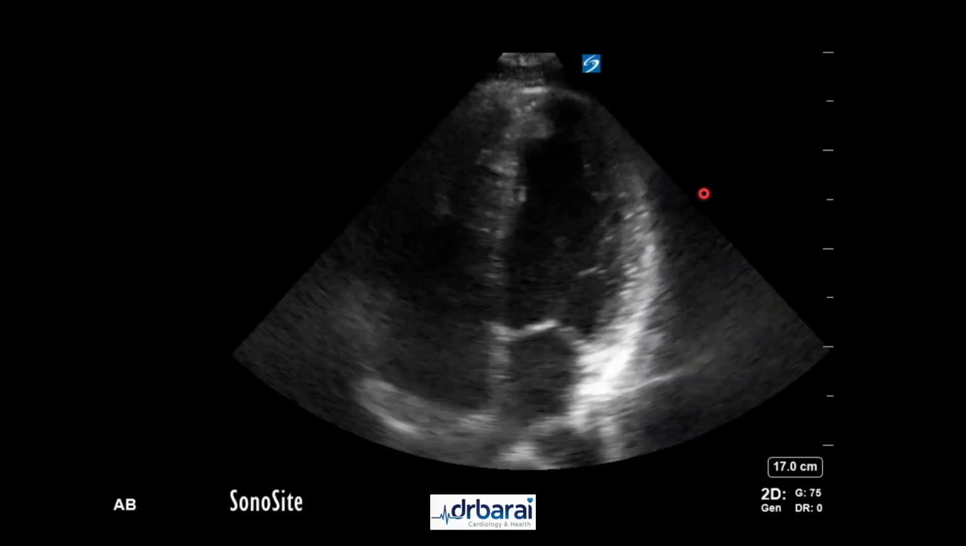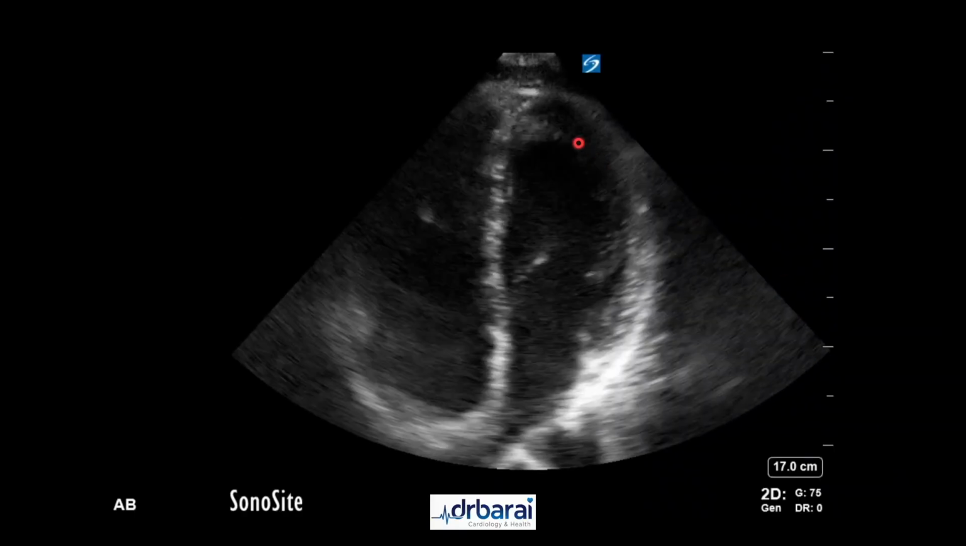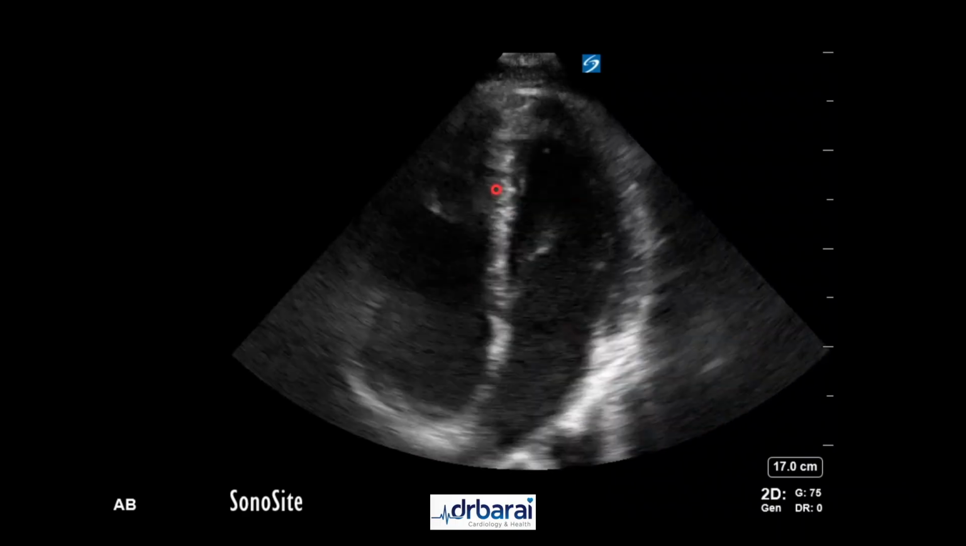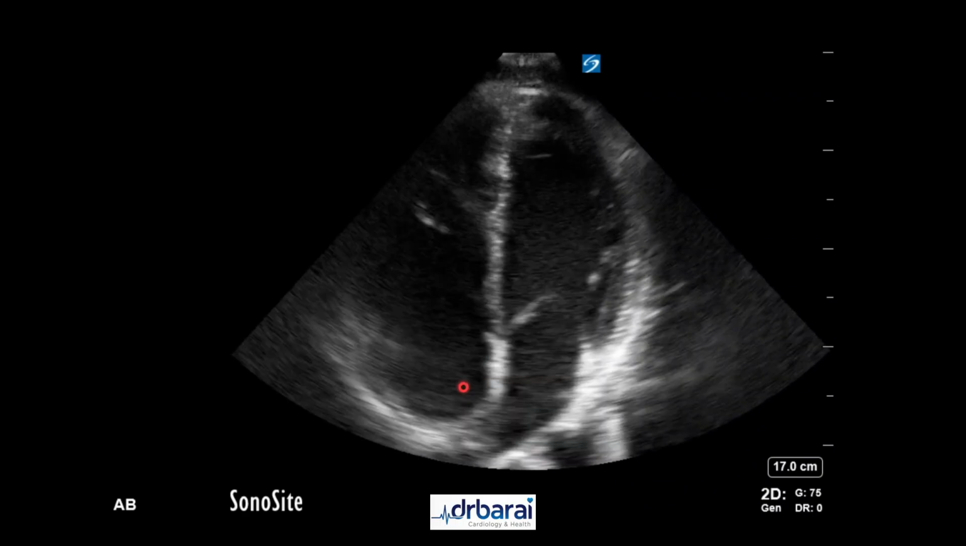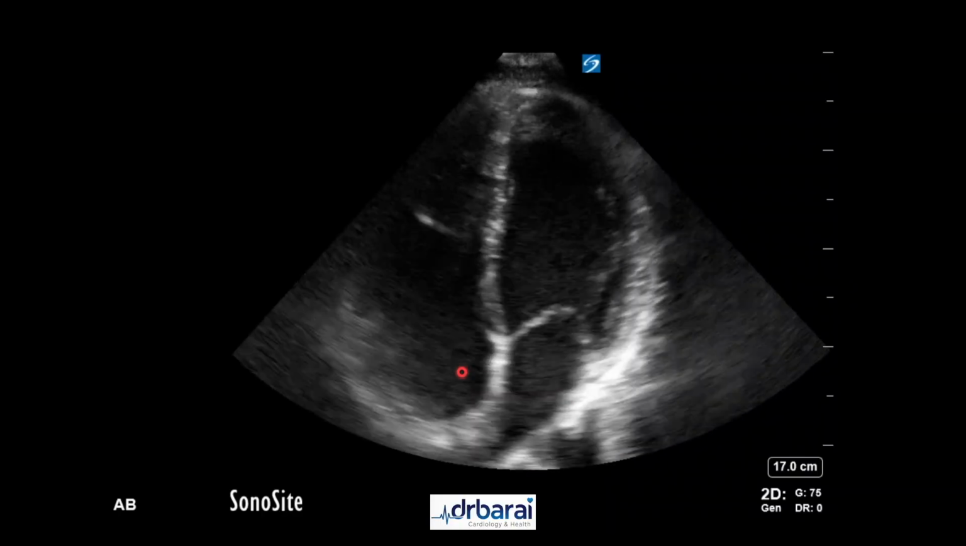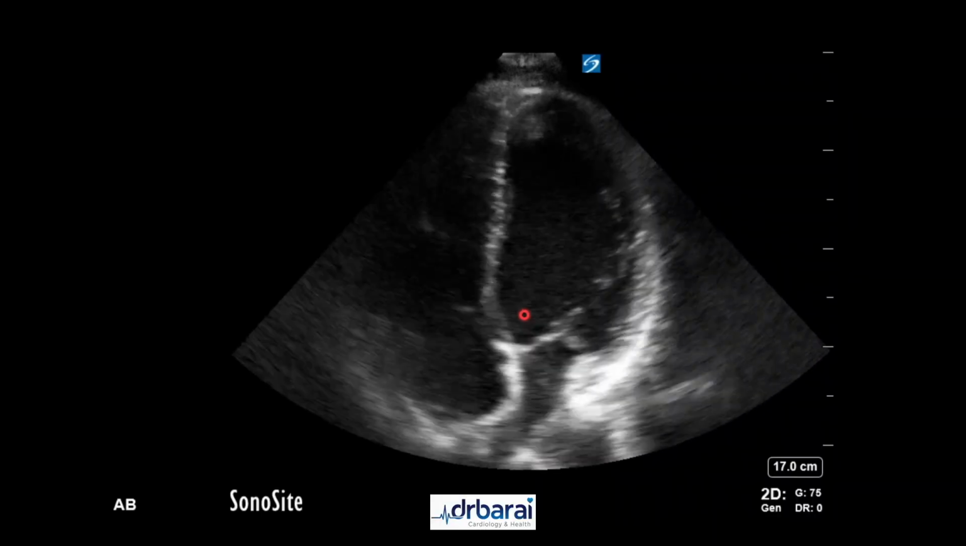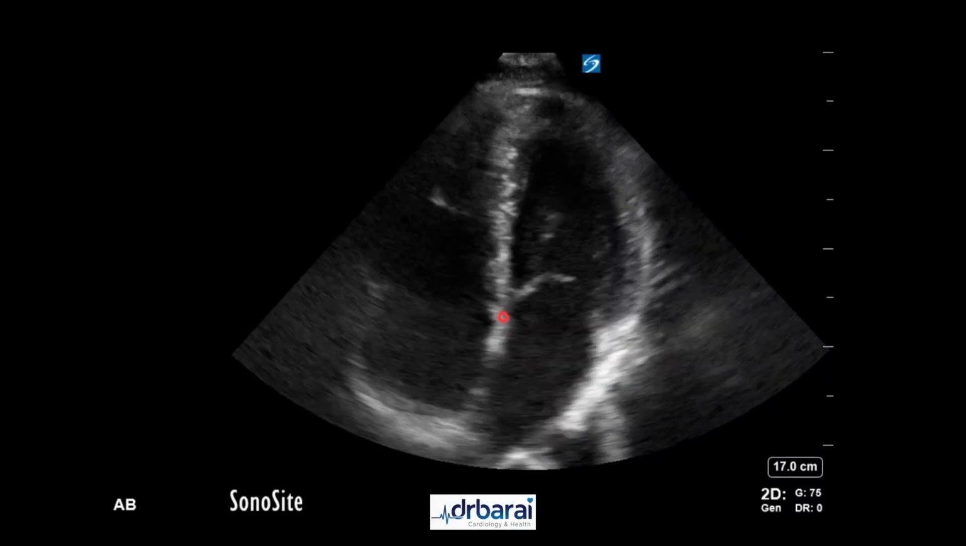This is the apical 4-chamber view. The left ventricle is here, the left atrium is here, and this is the mitral valve. This is the right ventricle with trabeculae, and this is the tricuspid valve here, and this is the right atrium. If we tilt the probe a little bit, then we will get the apical 5-chamber view where the aortic valve will be visualized somewhere here.